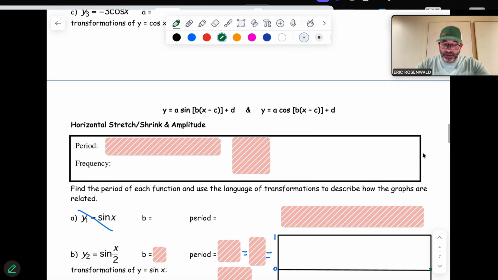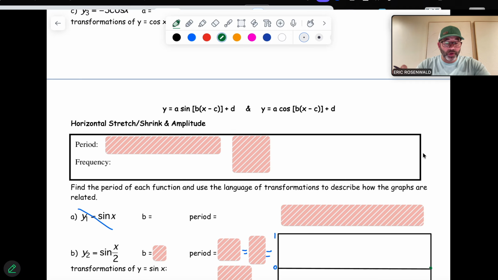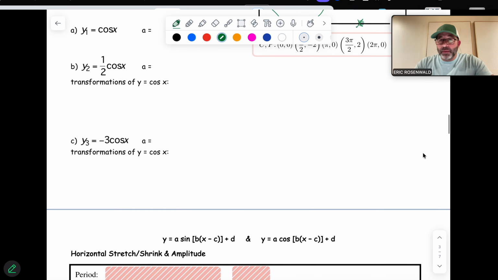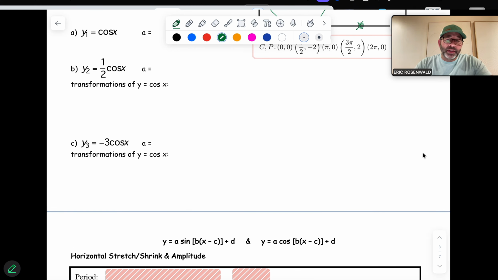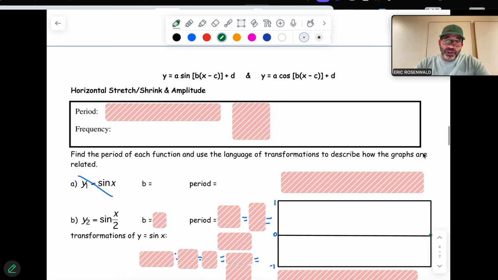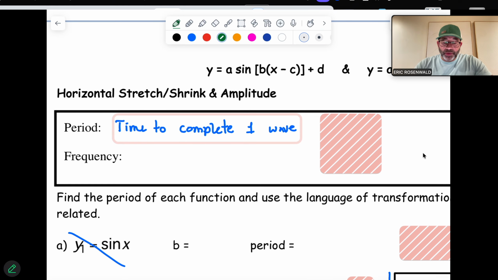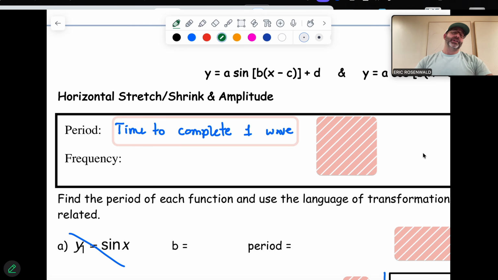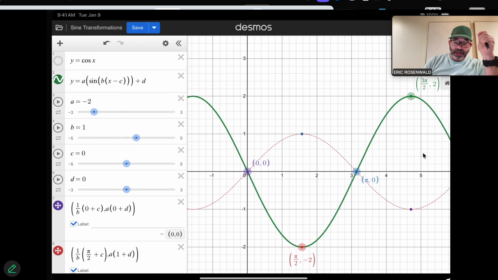All right, let's go on to the next one, which is horizontal stretches and shrinks. Amplitude's easy. Up and down is easy. Let's start doing things that actually get a little bit more challenging here, okay? Horizontal stretches and shrinks. So first thing we need to know is the definition that talks about the period. And the period is the time it takes to go through one complete wave. That means from the beginning of the wave to the end of the wave.